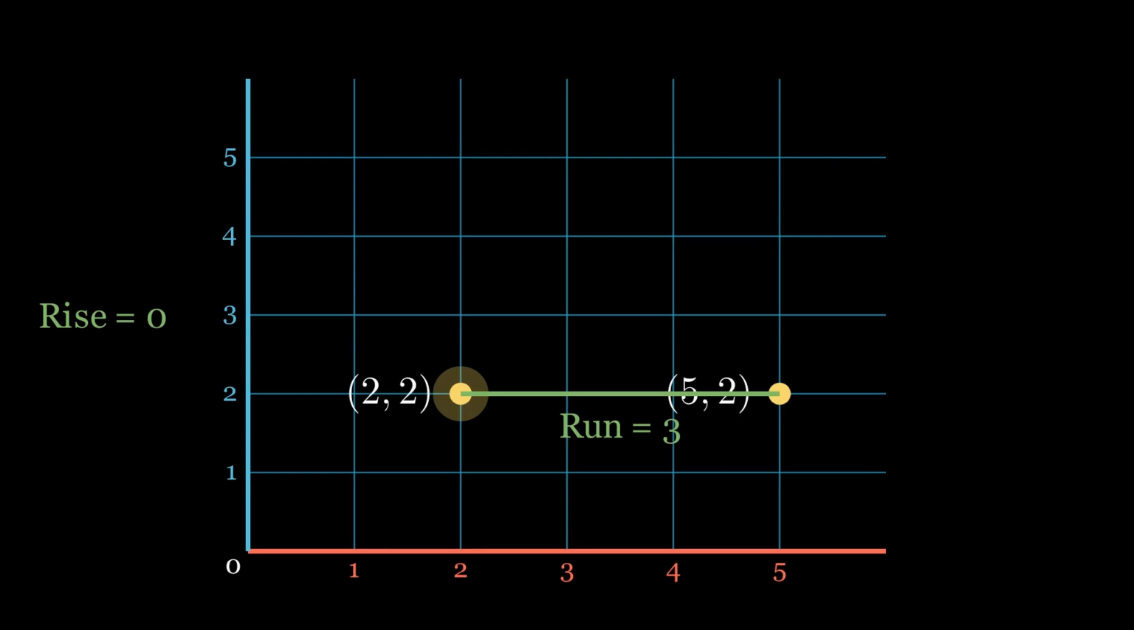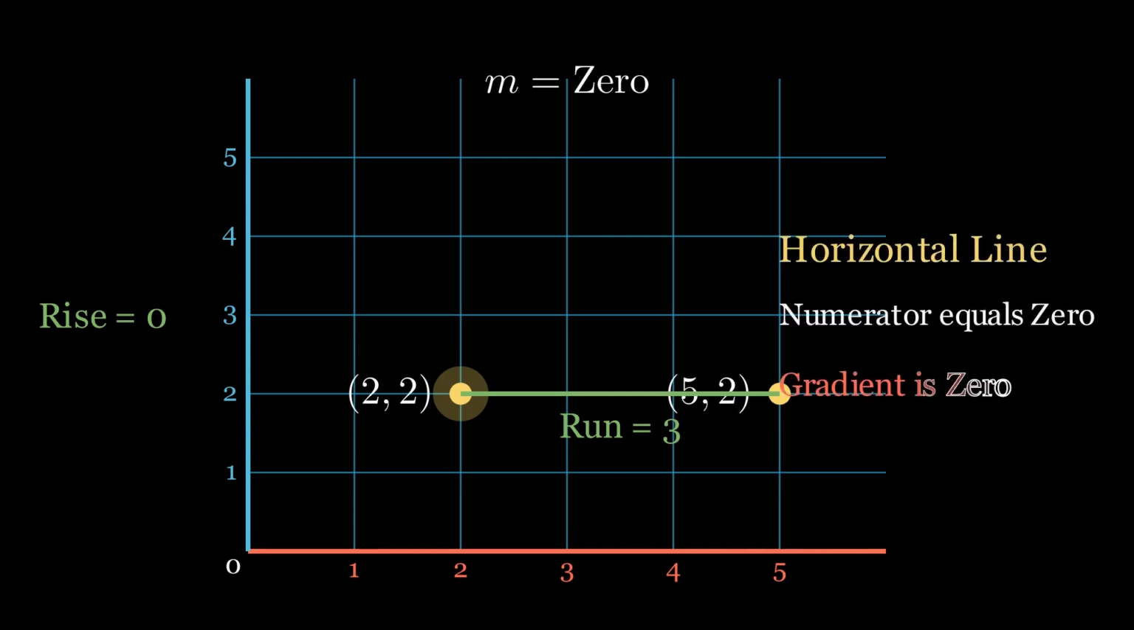gradient equals 0 divided by the run. So the numerator is 0. So whatever the denominator is going to make this entire value also become 0. So when 0 is divided by any non-zero number, the result we get is 0. Therefore, the gradient of a horizontal line, any horizontal line, is 0.